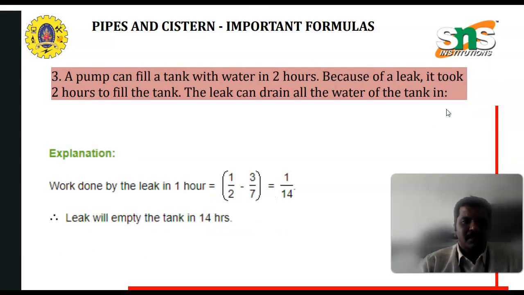The third question is, a pump can fill a tank with water in 2 hours. Because of a leak, it took 2 and 1 by 3 hours to fill the tank. The leak can drain the water of the tank in how much time? Work done by the leak in 1 hour is 1 by 2 minus 3 by 7, which is equal to 1 by 14. Therefore, the leak will empty the tank in 14 hours.